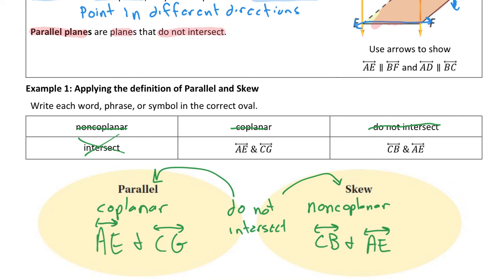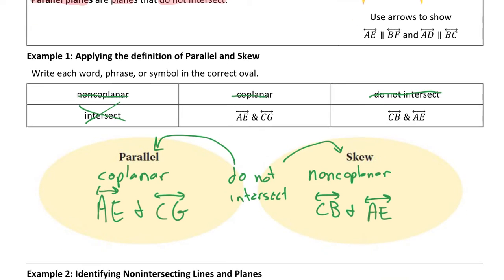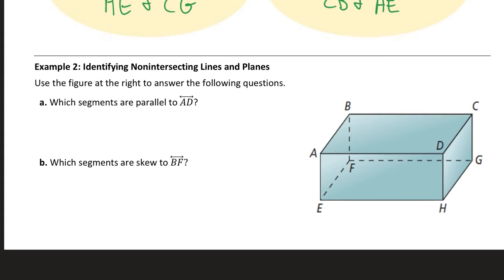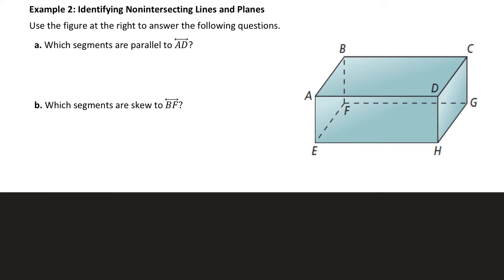Coplanar versus non-coplanar. So in example 2, listing all the segments that are parallel to AD, it's all lines that don't intersect AD that run from left to right, or segments that run from left to right that don't intersect AD. So that would be BC would be an example, FG, and EH, and that's it. Those are the segments that do not intersect AD and run left to right.